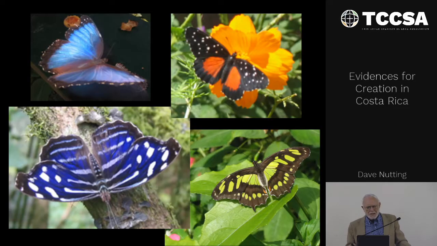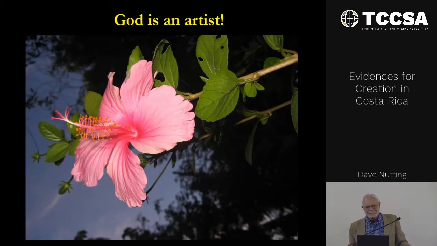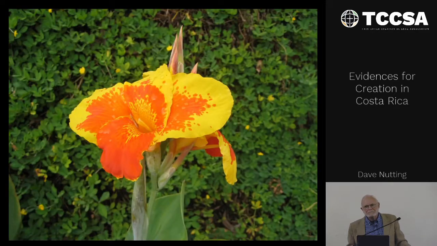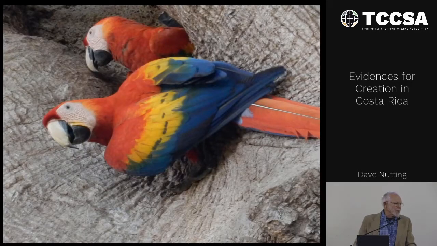Yeah, butterflies all over, gorgeous place to be. Why so much diversity and beauty? Not just the location and the geology and the volcanoes, etc. I believe it's because God is an artist. He loves beauty. Like any good artist, right? And we see it all over, whether it be in the butterflies or the birds, like the macaws. And by the way, these macaws get up to about 30, almost 36 inches in height. That's how big those macaws are.